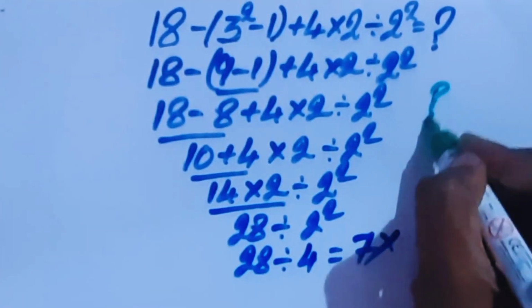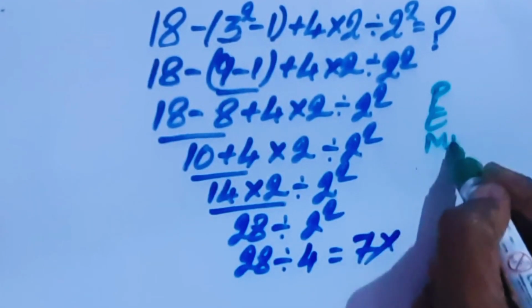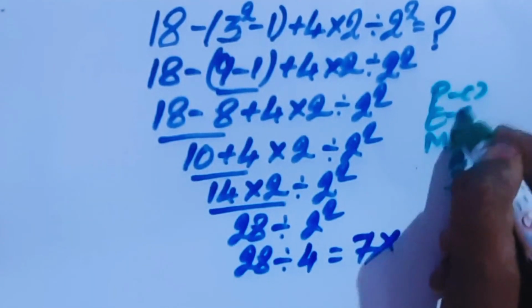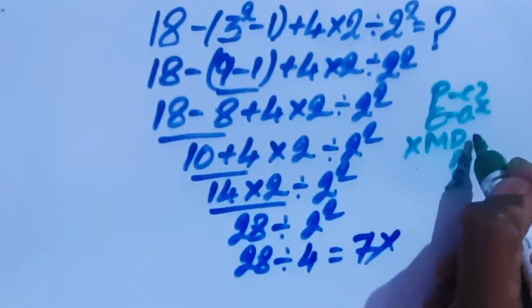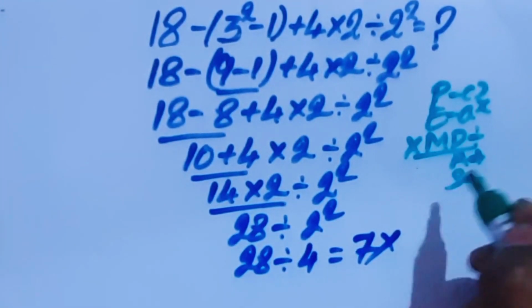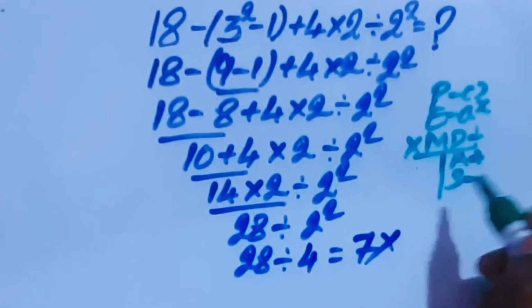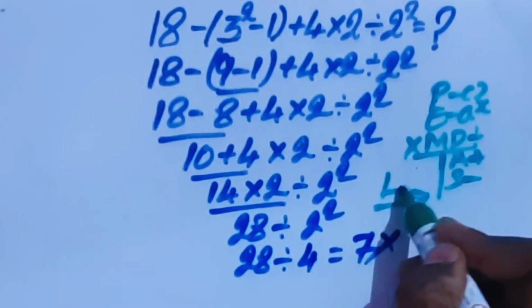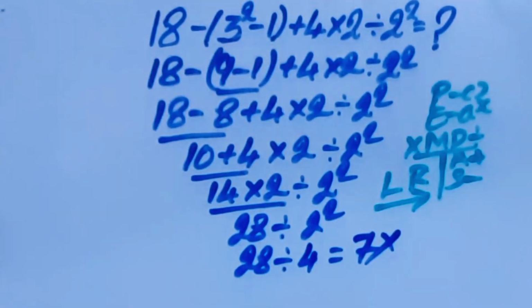Here we are going to introduce this PEMDAS rule from order of operations. This is a bracket, higher priority, this is exponent. M stands for multiplication, D stands for division, A stands for addition, S stands for subtraction. Here multiplication and division are equal priority. Also addition and subtraction are equal priority. For this equal priority, we are going to introduce another rule called left to right in the problem.